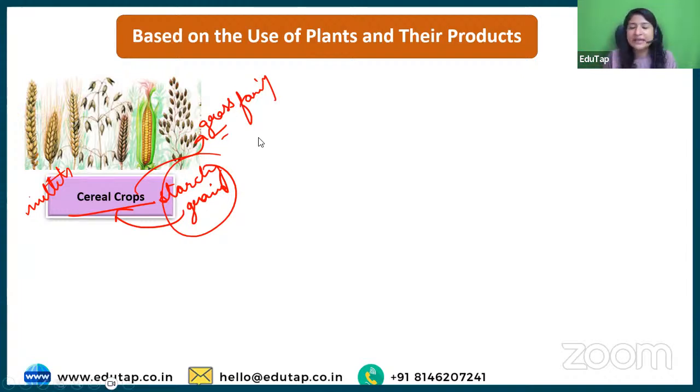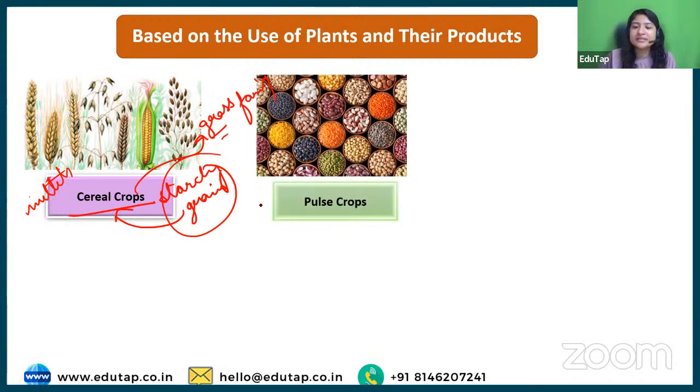ठीक है, next on the basis of produce we have pulses. These are also known as legumes. They belong to the leguminaceae family. ठीक है, तो इसमें आपकी जितनी दालें हैं, all the pulses they come under it.